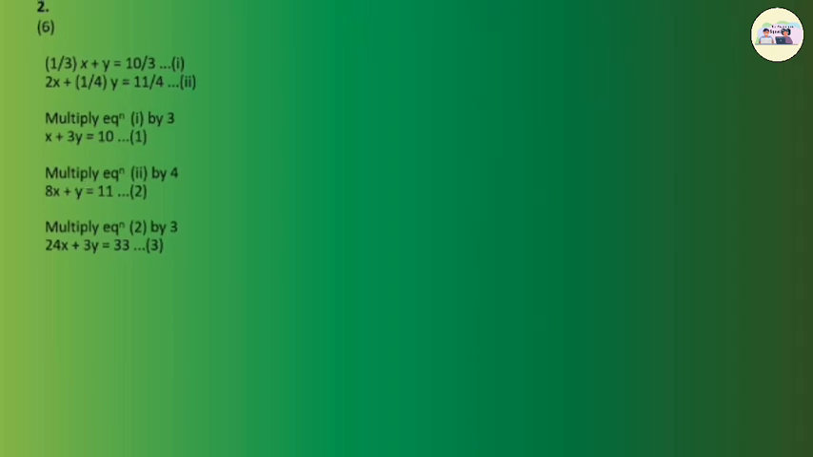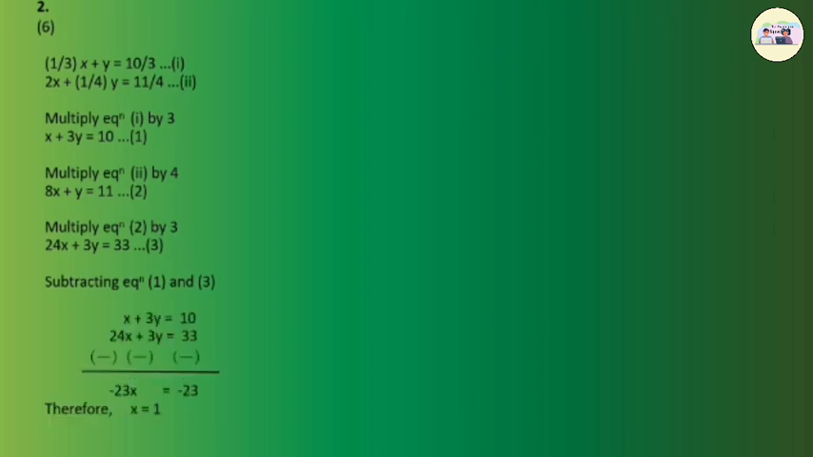Now consider the equations 1 and 3. Here we are going to subtract because the term 3y has the same sign. After solving, we get the value of x as 1. Put x equal to 1 in equation 1. After solving, we get y equals 3. Therefore, the solution is x comma y equals 1 comma 3.